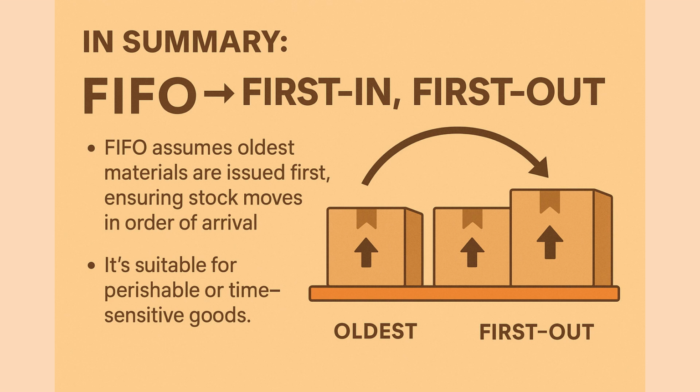FIFO is the opposite of LIFO, last in, first out. FIFO uses the oldest prices first. LIFO uses the newest. In times of rising prices, FIFO gives higher profit and higher closing stock value than LIFO. In summary, FIFO assumes oldest materials are issued first, ensuring stock moves in order of arrival. It's suitable for perishable or time-sensitive goods.